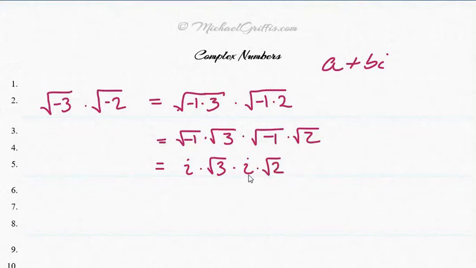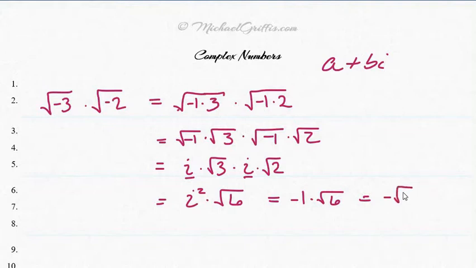Okay, but we can't leave it like this. So let's rewrite. i times i is i squared. And of course, the square root of 3 times the square root of 2, we could just go ahead and put all that into the radical. What did we say i squared was? -1. So what did all this simplify down to? Negative square root of 6. See that? But what happened to the imaginary part? It's over here.